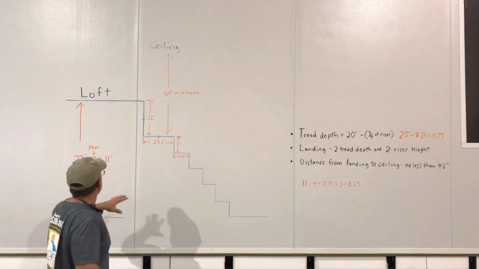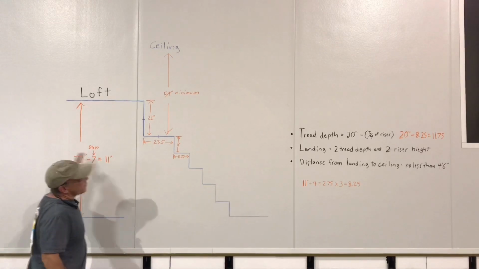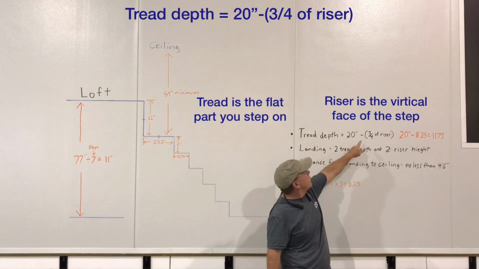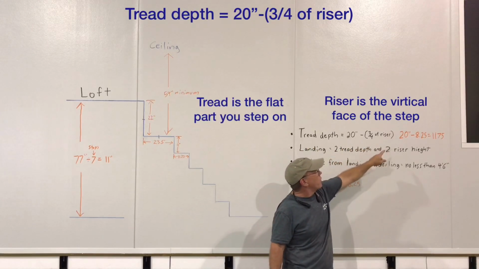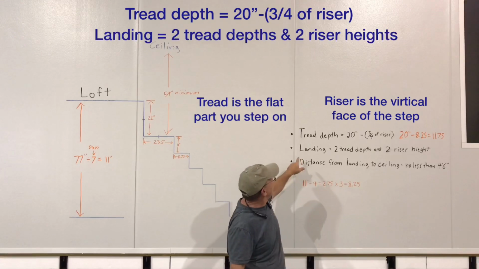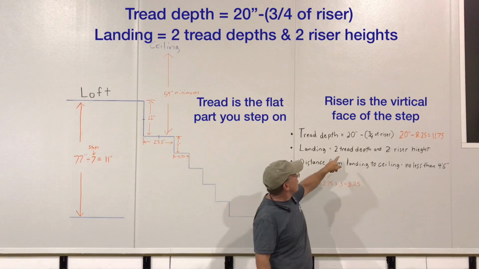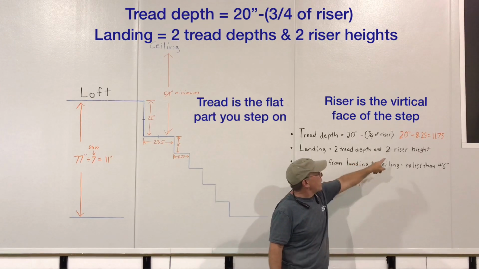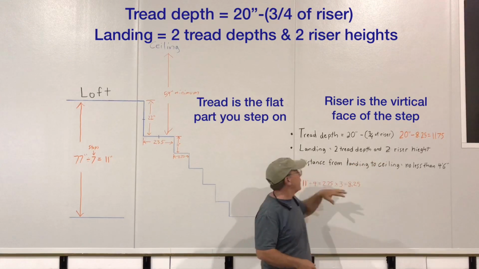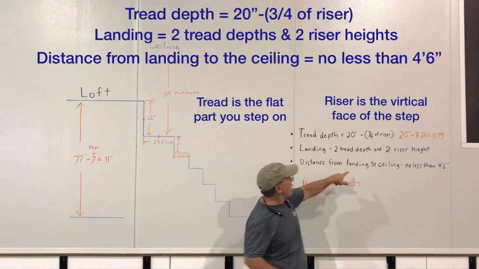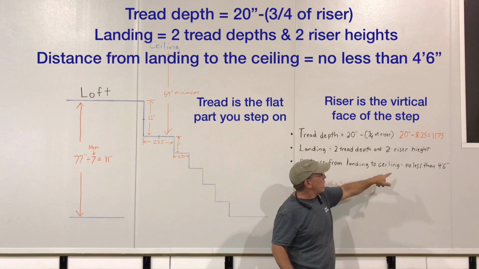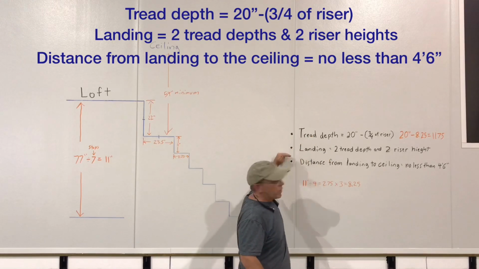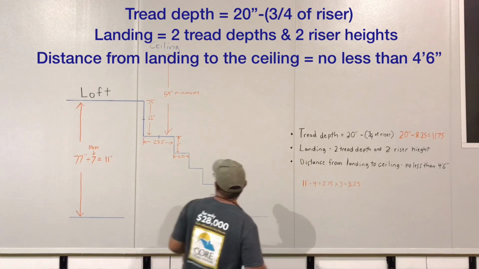I'm starting with the basics. Here's the formula: the tread depth equals 20 inches minus 3/4 of the riser. The second thing is the landing is 2 tread depths deep and 2 riser heights high. And the distance from the landing to the ceiling has to be no less than 4.5 feet. So those are the 3 things we're going to address. All right, here we go.